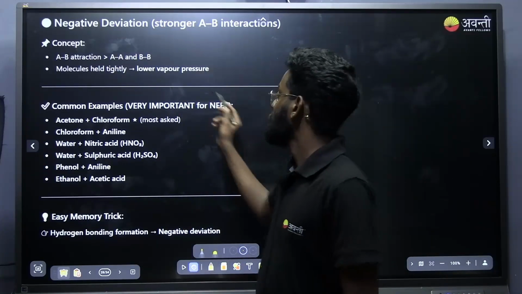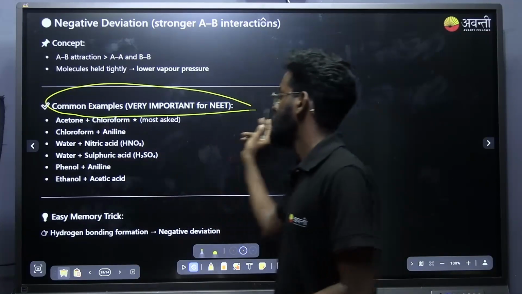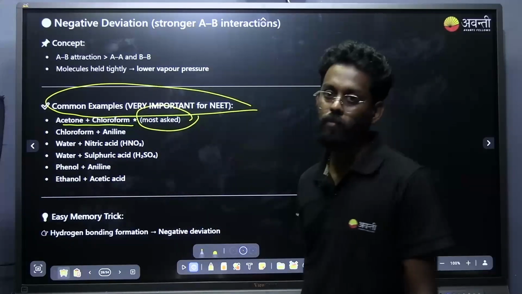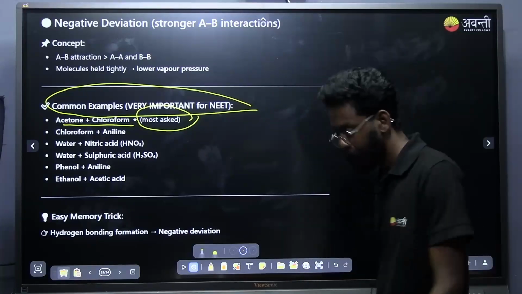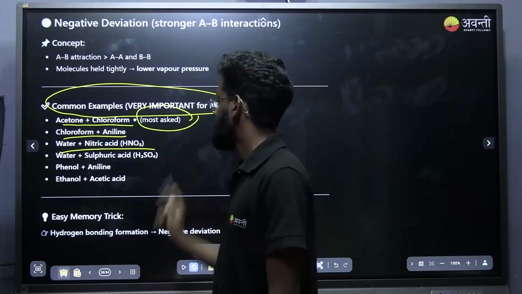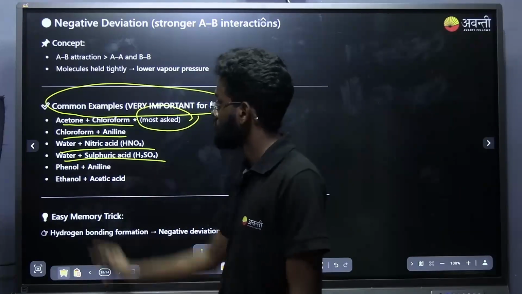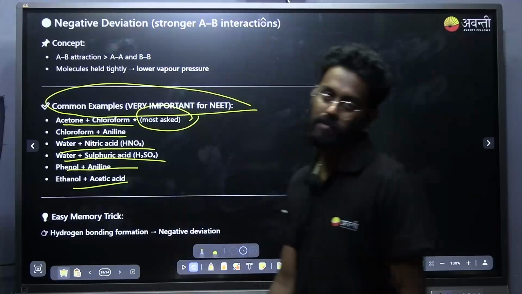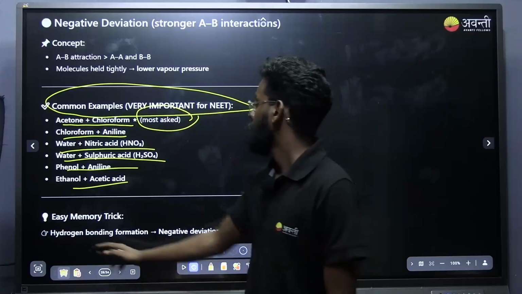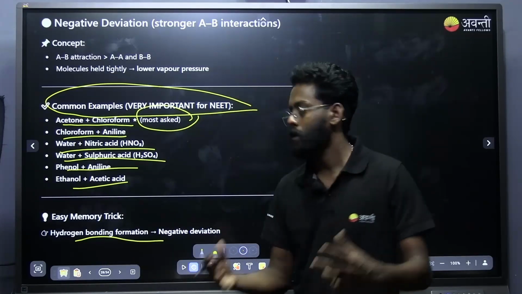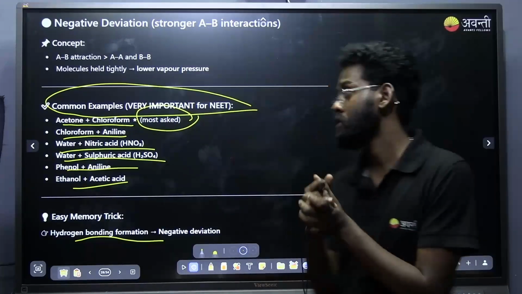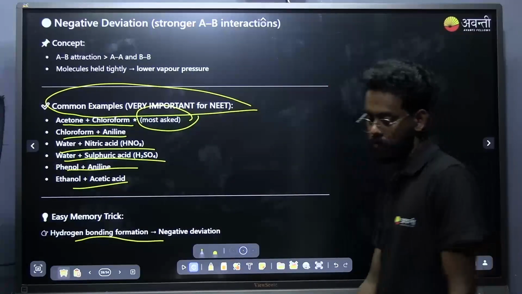For negative deviation, what are the common examples which are very important for the NEET exam? That is acetone plus chloroform. This is mostly asked, acetone plus chloroform, showing negative deviation. And then chloroform plus aniline, water plus nitric acid, water plus sulfuric acid, phenol plus aniline, ethanol plus acetic acid. All these are the examples. We can note a memory trick to identify it: when there is hydrogen bond formation after mixing, the bond will be stronger. So it is showing negative deviation.